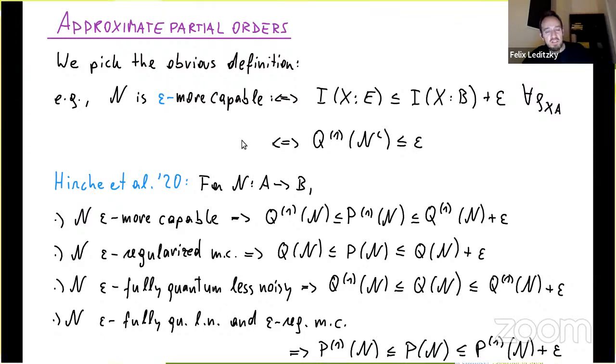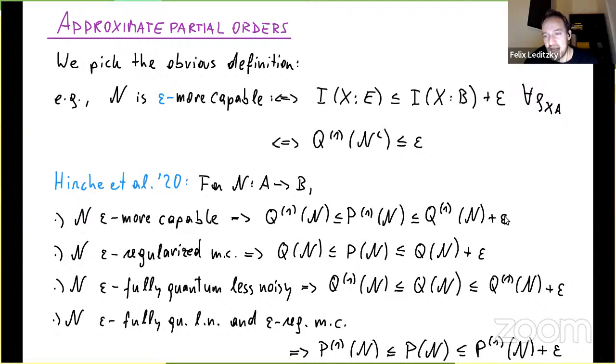And then in prior work, Christoph with Daniel Stilck França and Camille Sousset proved that if we have these approximate partial orders for the quantum channels, then we can again get approximate versions of the results by Watanabe. So for example, for epsilon more capable, whose definition is written out here, this now limits the gap between the coherent information and the prime information by this parameter epsilon. And we have similar results for epsilon regularized more capable, which bounds the separation of the two capacities. And then the other ones here, I don't want to read them all out to you. You can look at them in the paper.